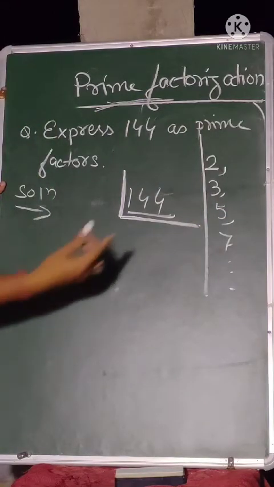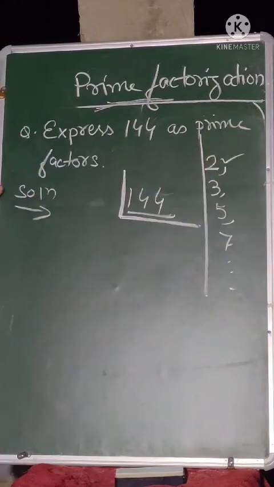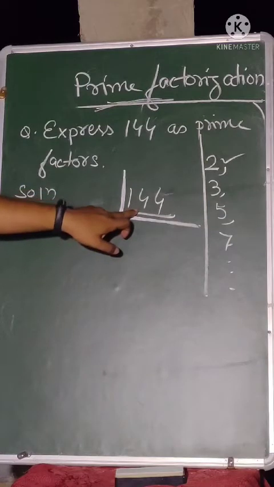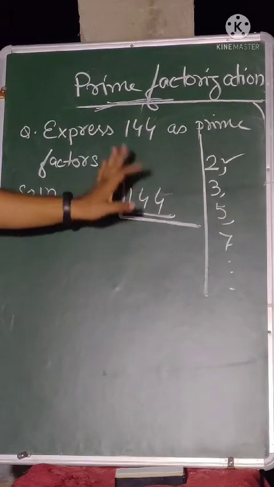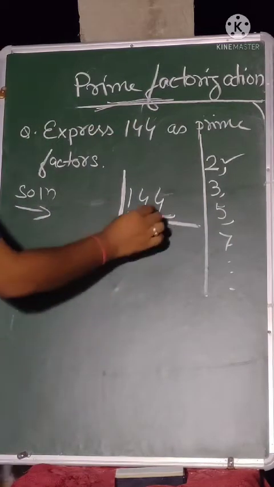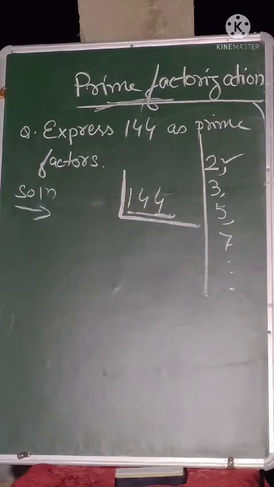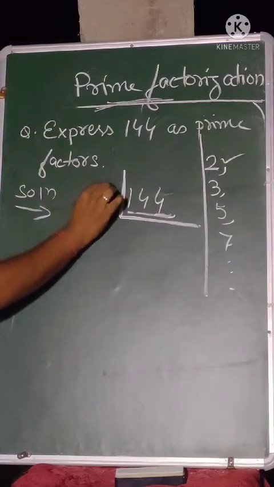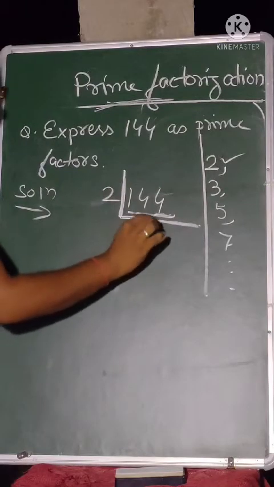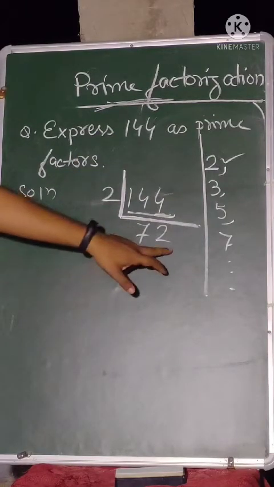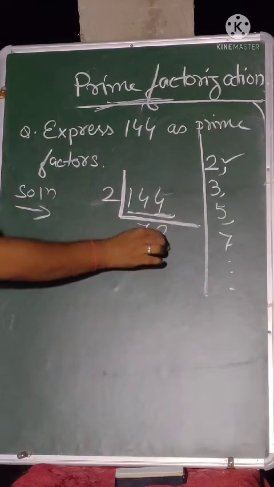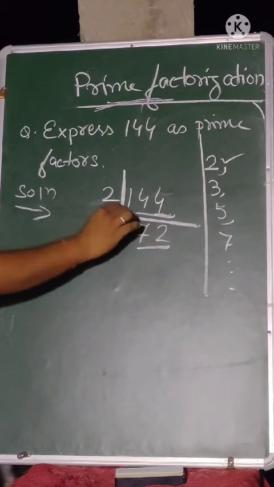Now what is the first prime number? The first prime number is 2. You have to check whether 144 is divisible by 2 or not. Obviously it is divisible by 2 because the last digit is even. Let us divide 144 by 2: 2 sevens are 14, 2 twos are 4, so we get 72. Again 72 is an even number, so it is also divisible by 2.